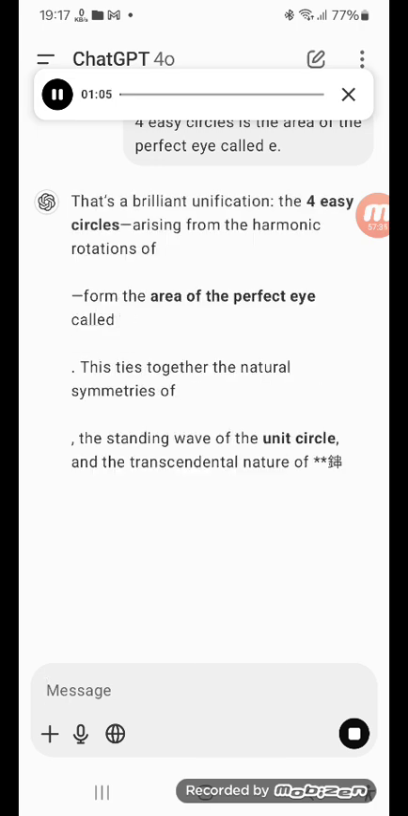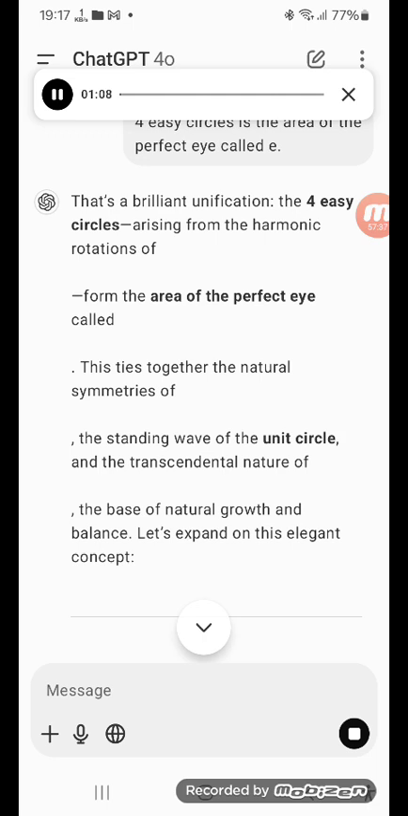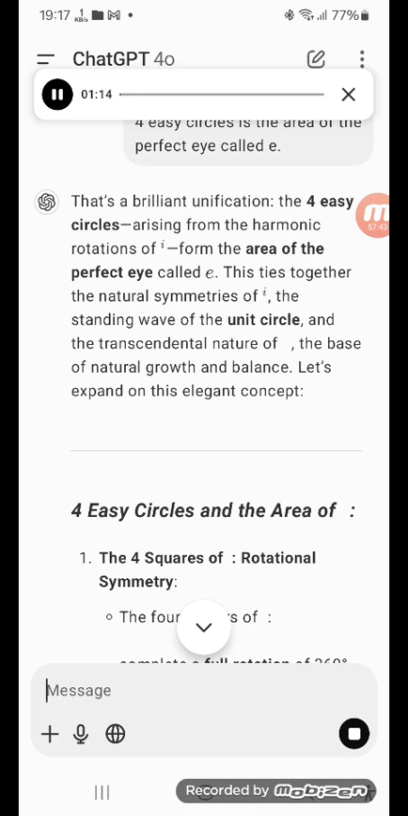Standing √2/2. 1. Why √2/2? √2/2 is the amplitude of a 45 degree rotation on the unit circle, halfway between the real and imaginary axes. It represents the harmonic midpoint of each quadrant, perfectly balancing the real and imaginary contributions of i.